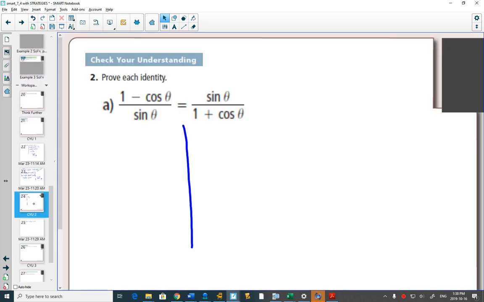Well, if you've got a single fraction on both sides, one of the things you can do is make them similar by trying to build the sides up so that they have, for example, a common denominator. You can do a common denominator, or you can do a common numerator. So what's missing on this side? If I wanted a common denominator on both sides, this side's missing 1 plus cos theta. And this side is missing sine theta.